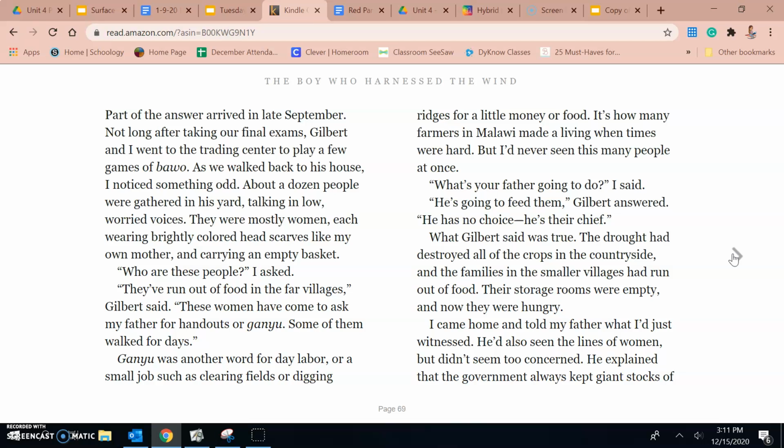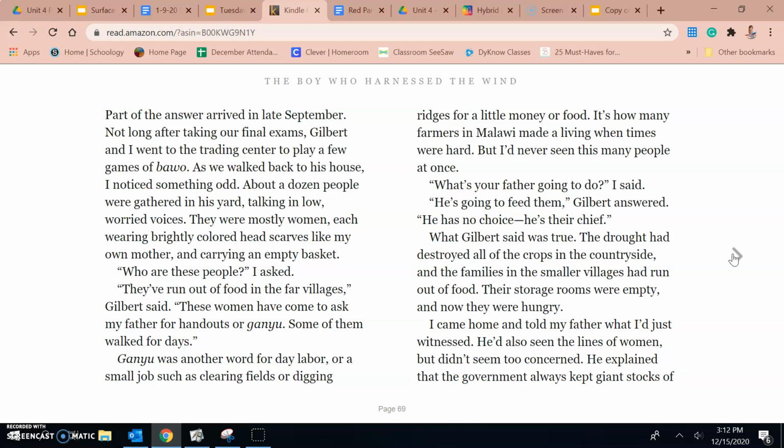Who are these people? I asked. They've run out of food in the far villages, Gilbert said. These women have come to ask my fathers for handouts or ganyu. Some of them walked for days. Ganyu was another word for day labor, or a small job such as clearing fields or digging ridges for a little money or food. It's how many farmers in Malawi made a living when times were hard. But I'd never seen this many people at once.